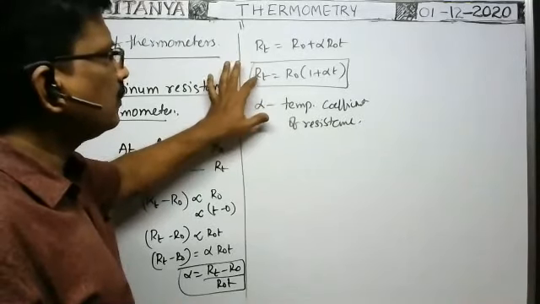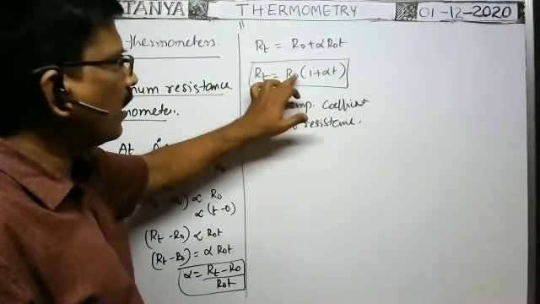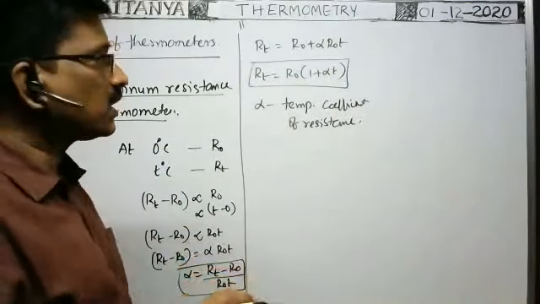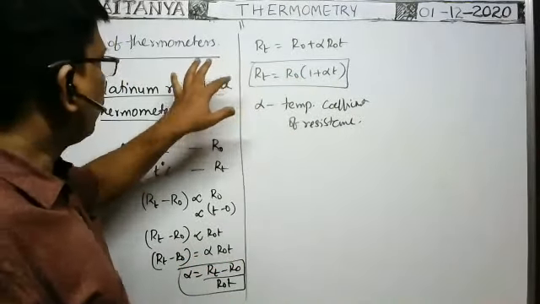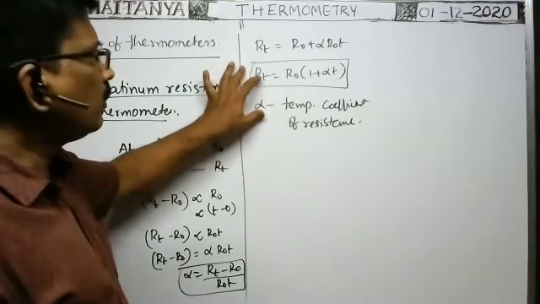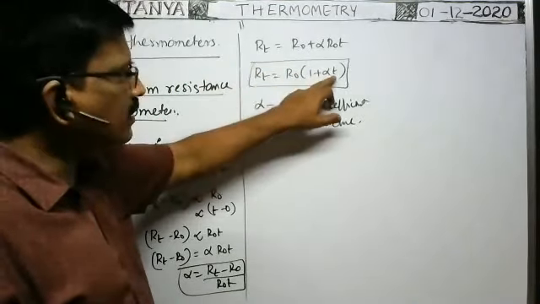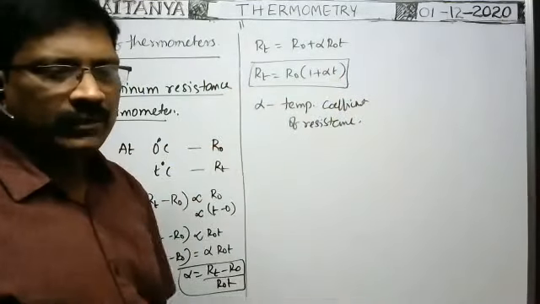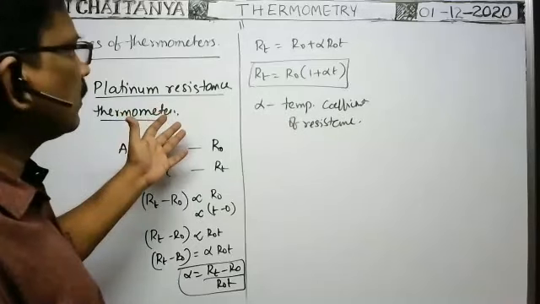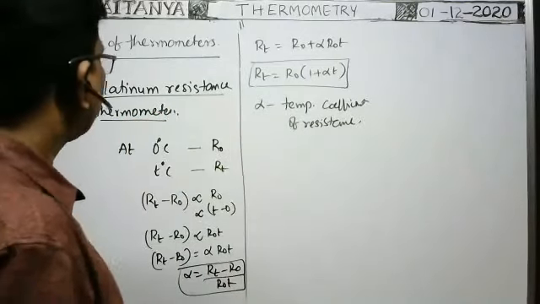When you know the RT value, and substitute RT and R naught, with alpha fixed, we can calculate T. T is the temperature of that platinum wire in the resistance thermometer, which is the temperature of the body. In this way, we can measure temperature with the help of the platinum resistance thermometer.